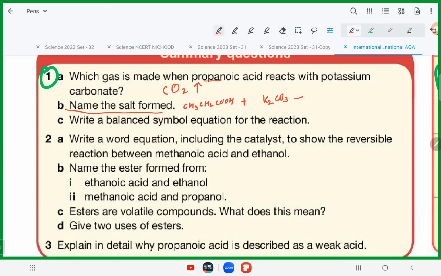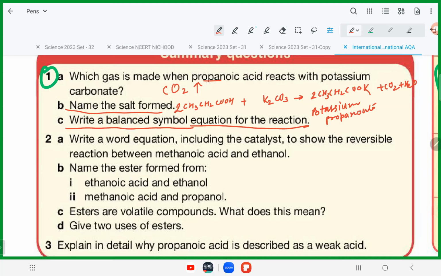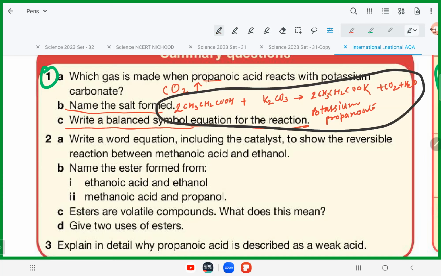So K2CO3 is there, right? Two molecules you are taking. So what the salt is going to be: 2CH3CH2COOK, potassium propanoate, plus CO2 plus H2O. Is it okay? Here they are saying write a balanced symbol equation for the reaction. So this I already wrote. This is the symbol equation. Is it okay? Yes, I'm just writing it down. Okay.